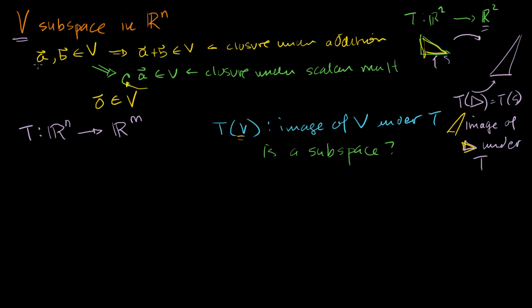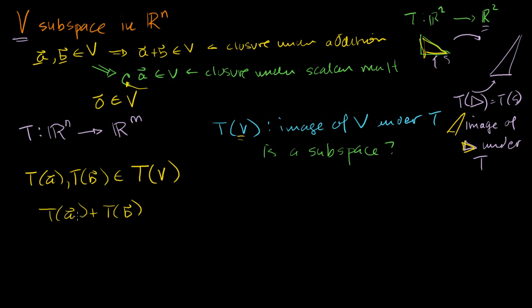Well, clearly if I take the transformation of any members of V, I'm getting members of the image, right? So I can write this. Clearly the transformation of A and the transformation of B, these are both members of our image of V under T. These are both members of that right there. So my question to you is, what is the transformation of A plus the transformation of B?